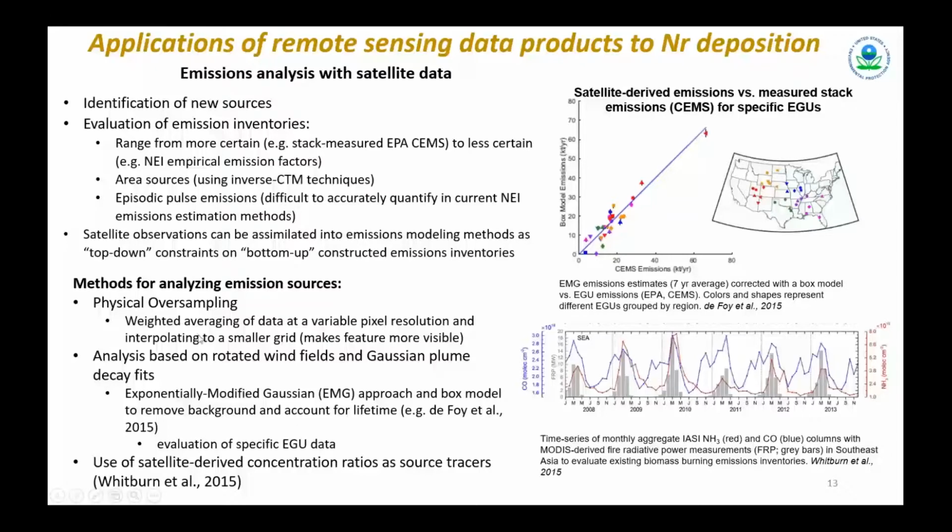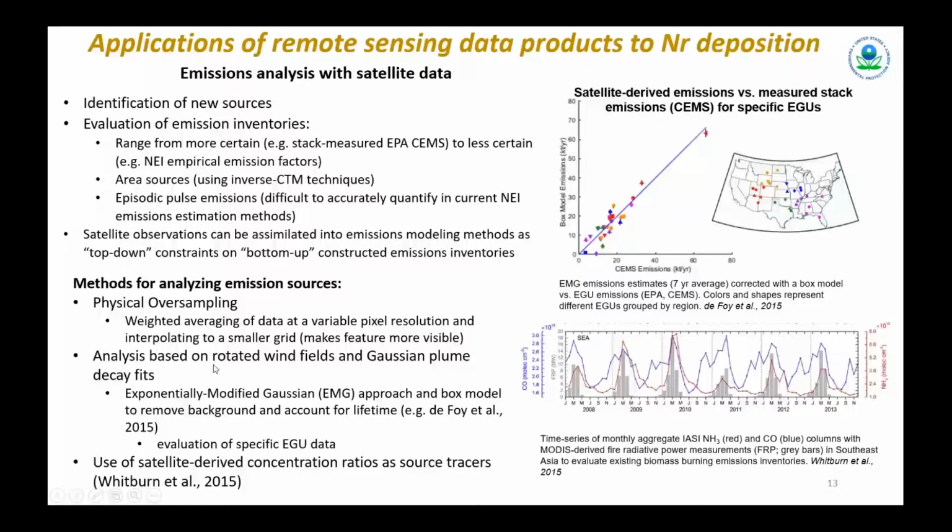And the methods that you're using, so there's this physical oversampling, which is basically averaging data cells at one resolution and concentrating to a smaller grid, which helps to focus the feature you're looking at a little bit better. So you can even look at point sources.